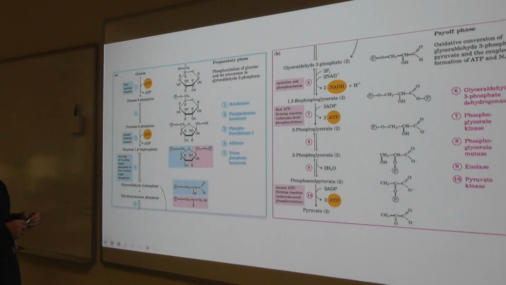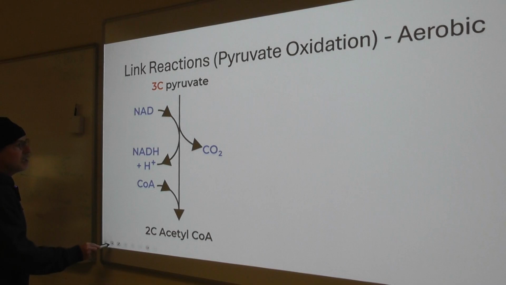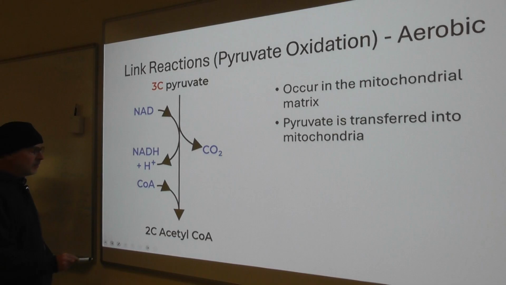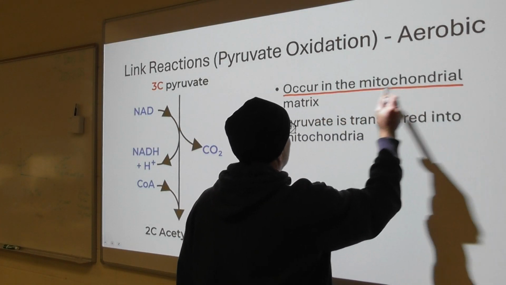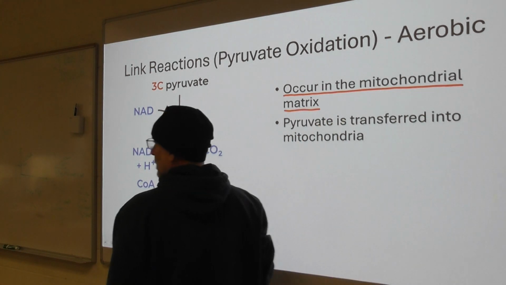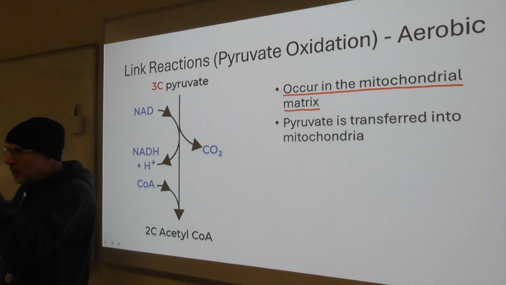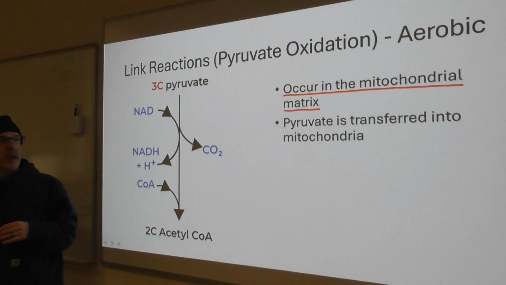All right, so that's glycolysis. The next step is what's called the link reactions, or pyruvate oxidation. And there's a few important things that happen here. The first thing to know is that this occurs in the matrix of the mitochondria. They like you to know where these things are happening. So that matrix is the innermost goo of the mitochondria.